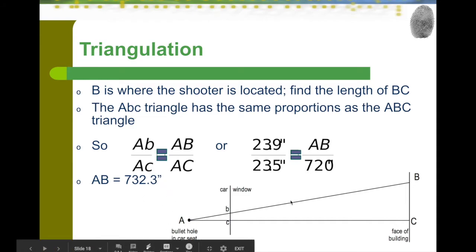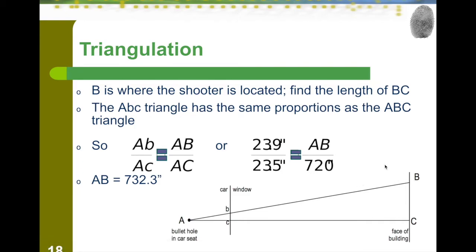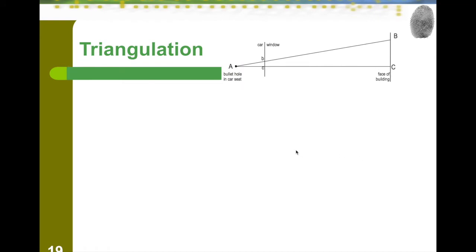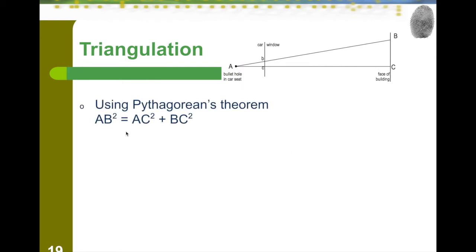So that would be this line here, big A, big B, 732.3. So then you can triangulate using the Pythagorean theorem, which kind of hurts my brain, but here's how that works. So you have your big A to big B squared is equal to big A, big C squared plus big B, big C squared. So you know a lot of this information. This one you don't know. B to C, I don't believe you know yet. But that's what we're trying to figure out, is B to C. We already know A to B, and we already know A to C.